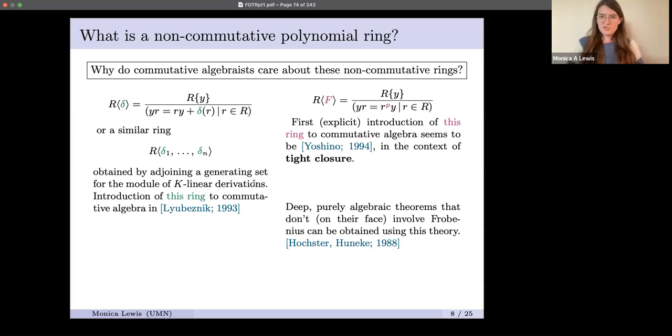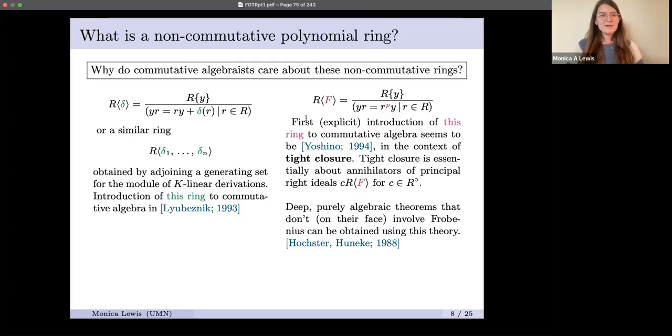So what Yoshino showed is that tight closure has a relation to structure as a module over this non-commutative ring, where he describes how tight closure is essentially about annihilators of principal right ideals and gives some results on tight closure in that kind of language. This is not, I'm saying, the main way that people think about tight closure theory, just a historical kind of debut of this ring.